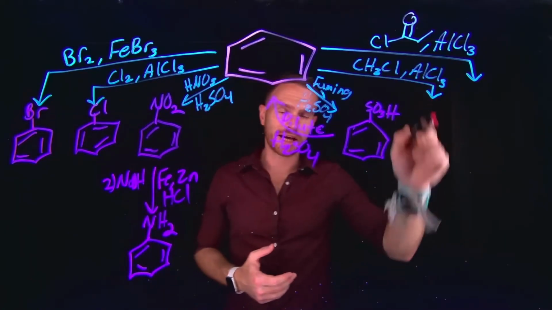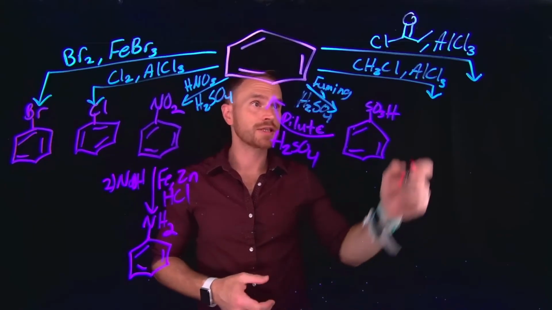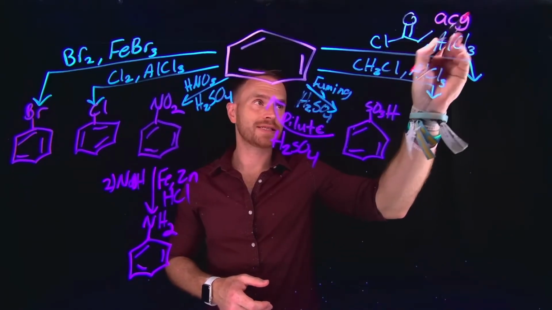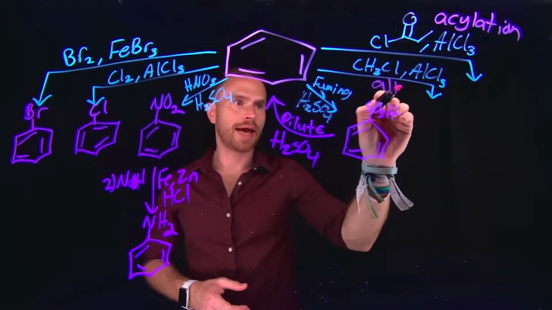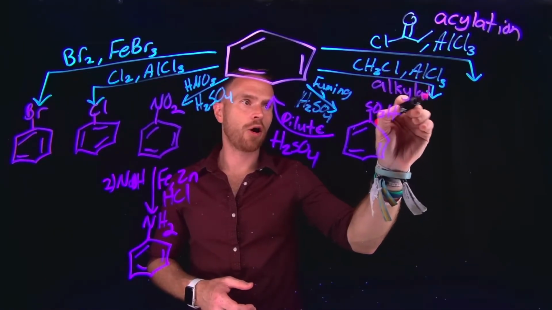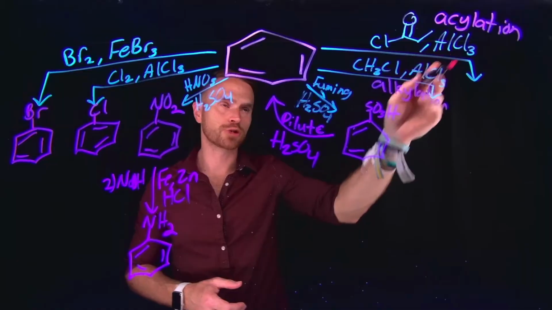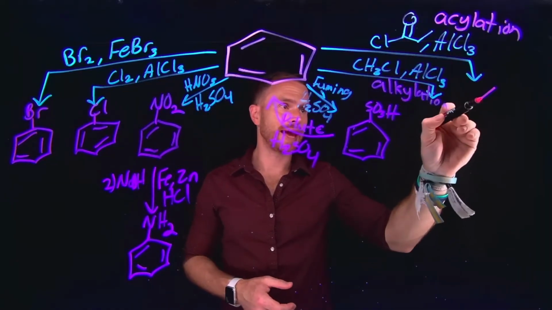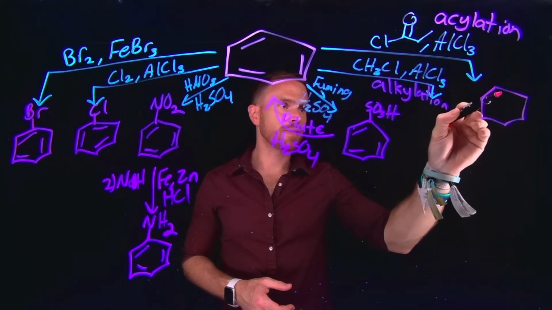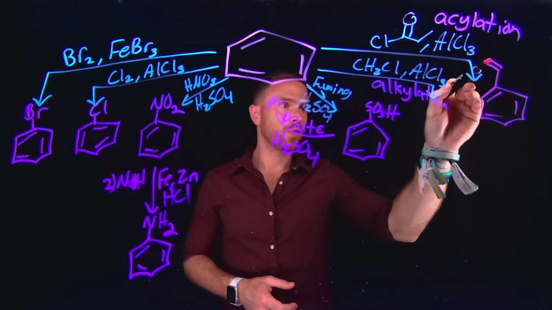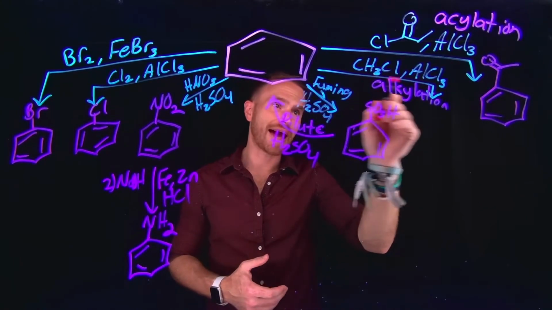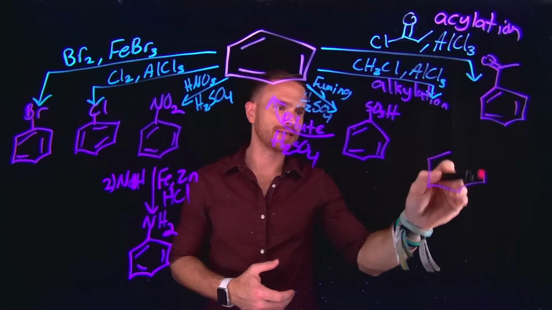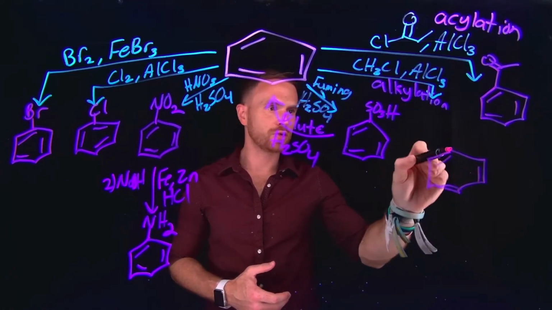The next two reactions are Friedel-Crafts reactions, specifically acylation and alkylation. So alkylation and acylation are always done in the presence of aluminum trichloride, where you can place either an acyl group, meaning a carbonyl compound can be added in order to place, for example, this group, or you can do an alkylation just to add a single alkyl chain to your benzene ring.